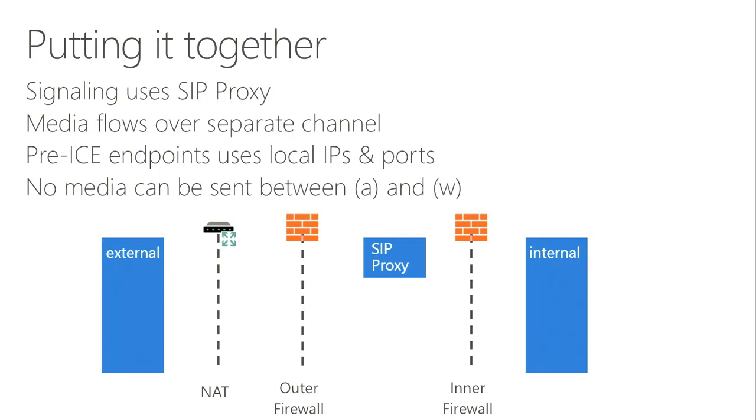So let's put all of that together. On the very left side, you can see our external network, well, our external client. Then you can see the NAT device that this external client might be sitting behind. You can see the outer firewall, the SIP proxy, the inner firewall, and the internal client. The signaling, here the green line, they can do that to the SIP proxy, so signaling, not a problem.